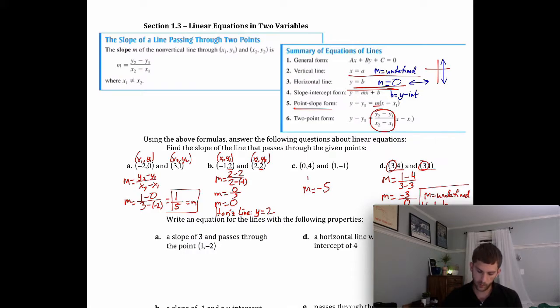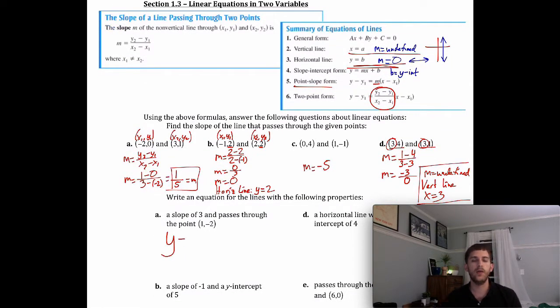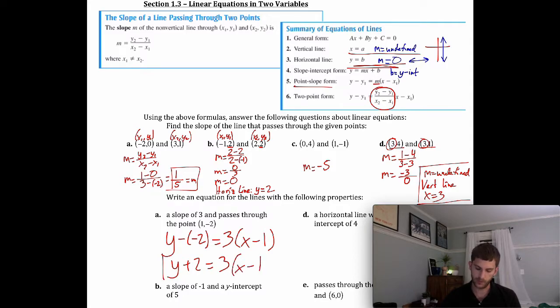So we have y minus y1. Well, we only have one coordinate, so it's negative 2, equals m, our slope, we're given 3, times x minus x1, which is 1. If we clean that up a little bit, we end up with y plus 2 equals 3 times x minus 1. Put a box around it, that's it.